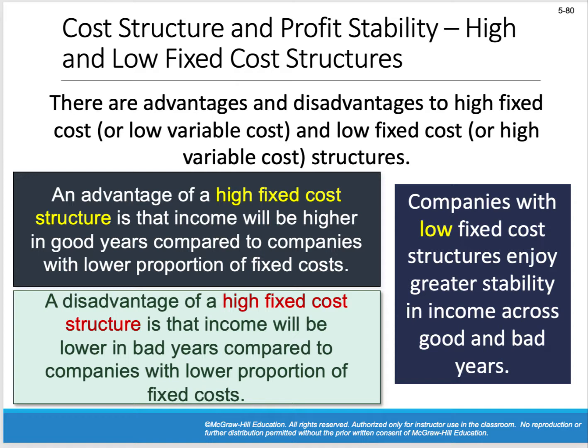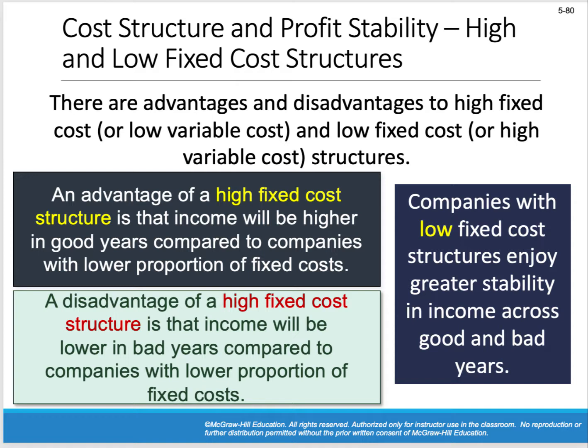Now, there is an advantage of having a high fixed cost structure, meaning our fixed costs are higher than our variable costs. What's the advantage of that? Well, the advantage of a higher fixed cost structure is that income will be higher in good years compared to companies with lower portions of fixed costs. That makes sense. That makes 100% of sense. Why?